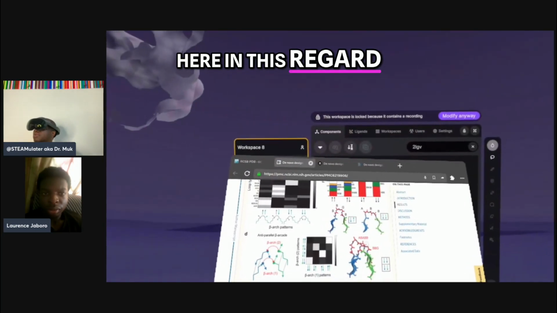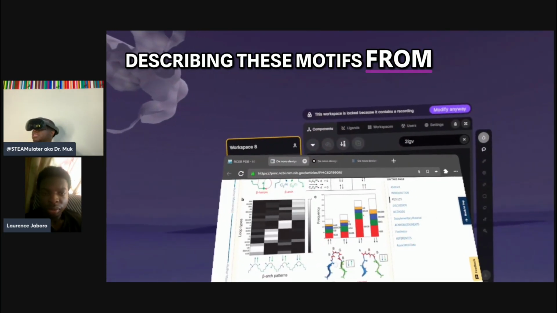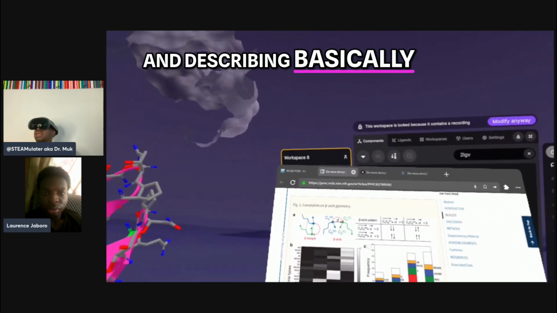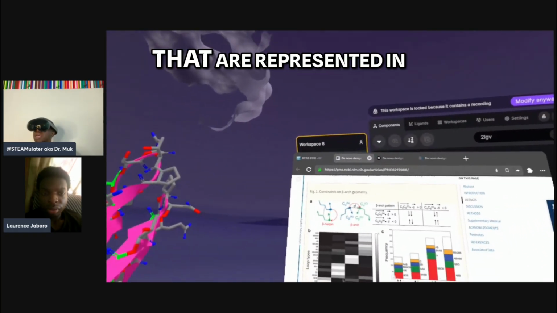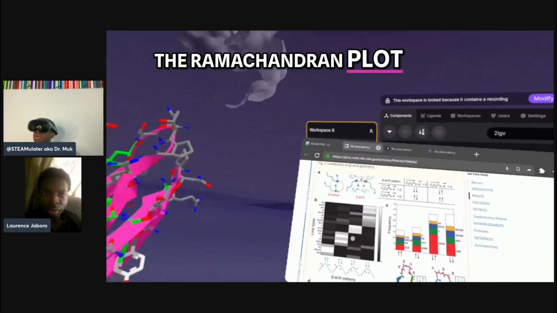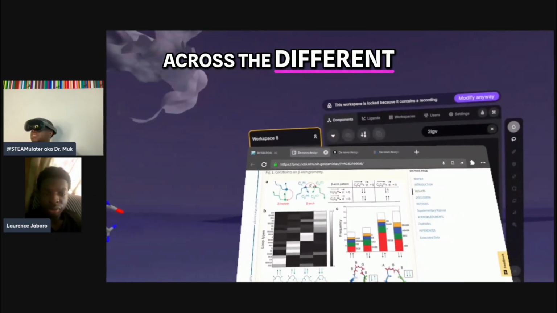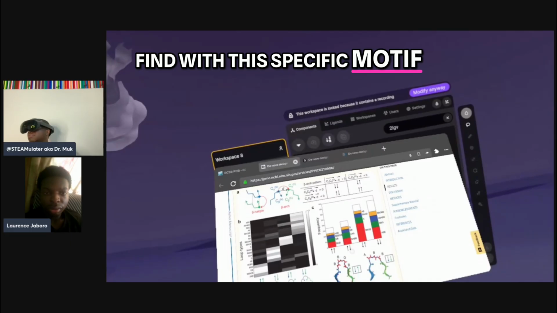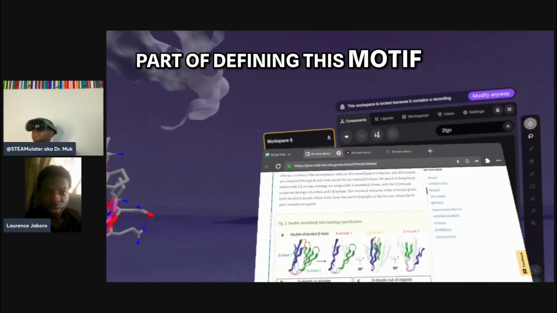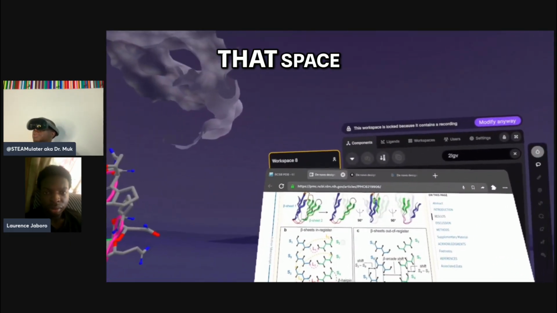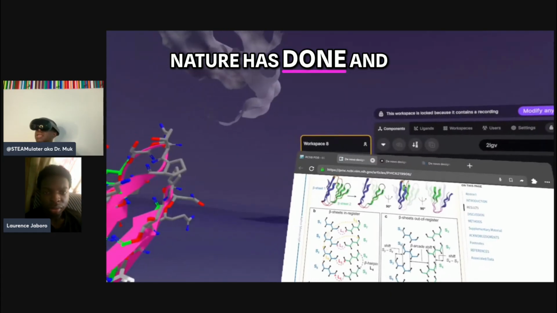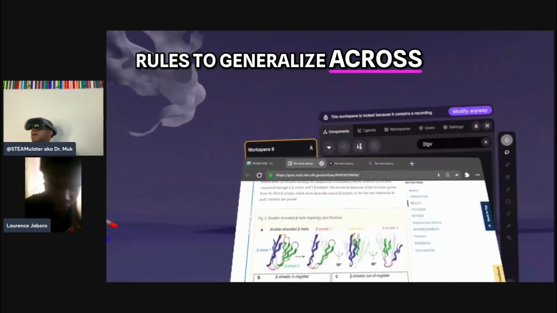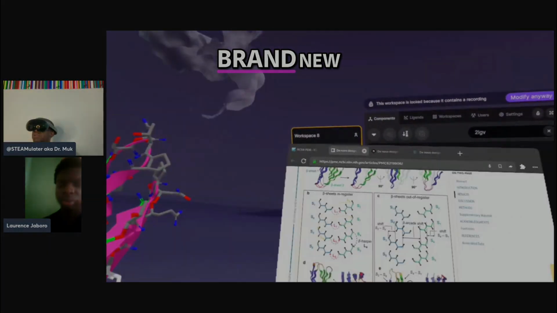Here in this figure, describing these motifs from native jelly rolls, what they look like, and describing basically the phi-psi angles that are represented in the Ramachandran plot across the different 5mers, 9mers that you would find with this specific motif. And so that was part of defining this motif, right? If we are starting from that space, let's look at what nature has done and then see if we can develop rules to generalize across the topology so we can make our own brand new jelly rolls.